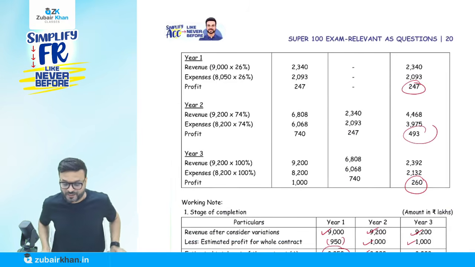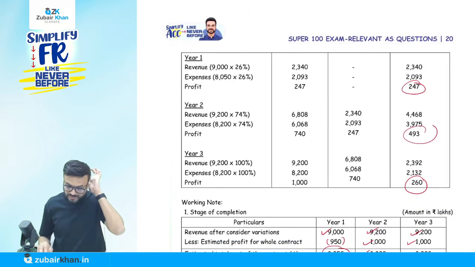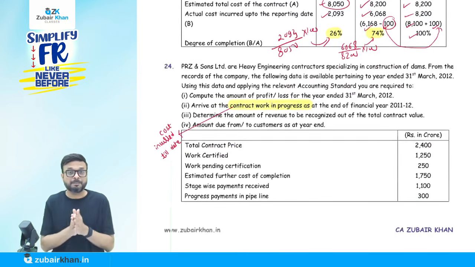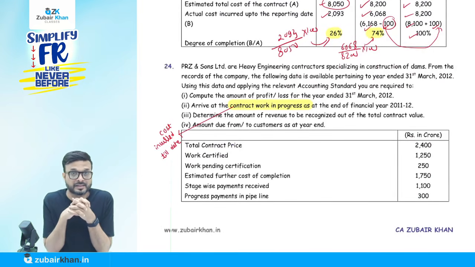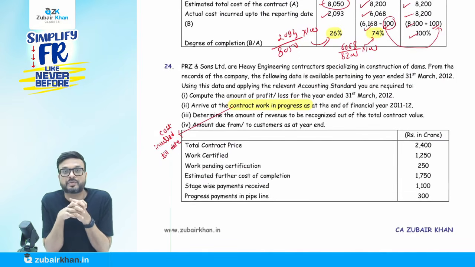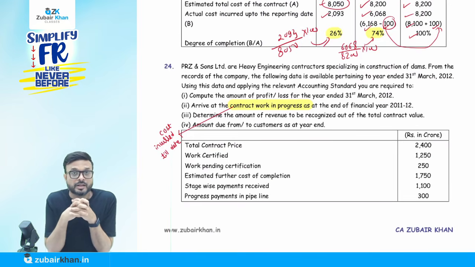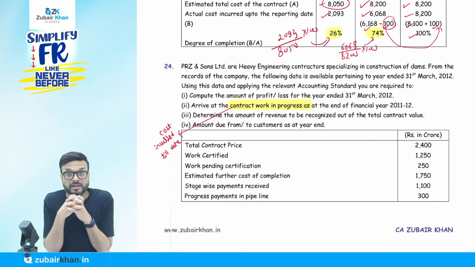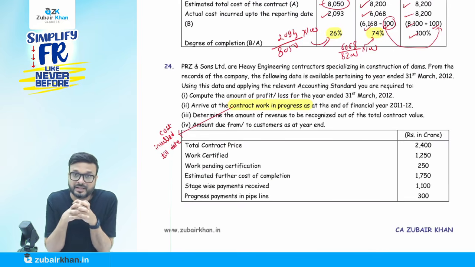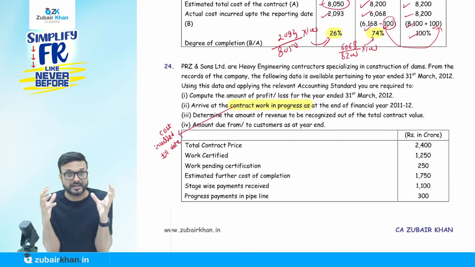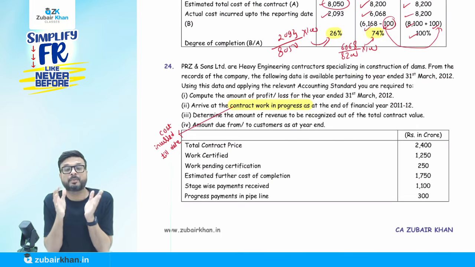Okay, simple. Now the last question here, understand that now. They say PRZ and Sons Limited are heavy engineering contractors specialized in construction of dams. From the records of the company, the following data is available pertaining to the year ended 31st March 2012. Using these data and applying the relevant accounting standards, you are required to compute the amount of profit or loss for the year ended 31st March 2012. Now understand this point: compute the amount of profit or loss.